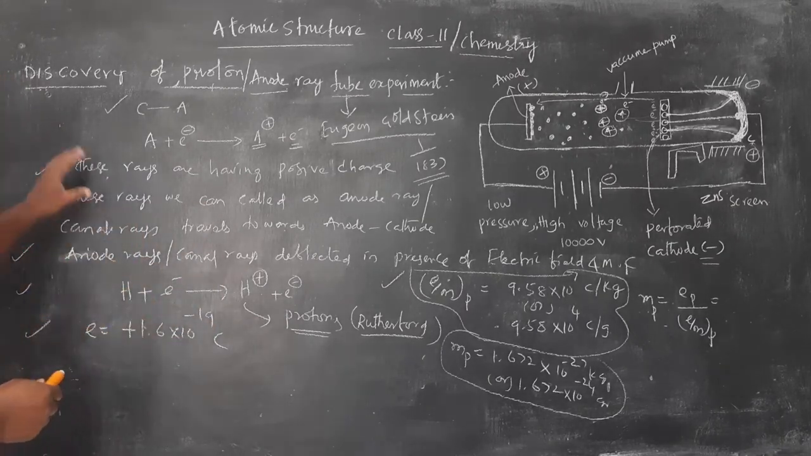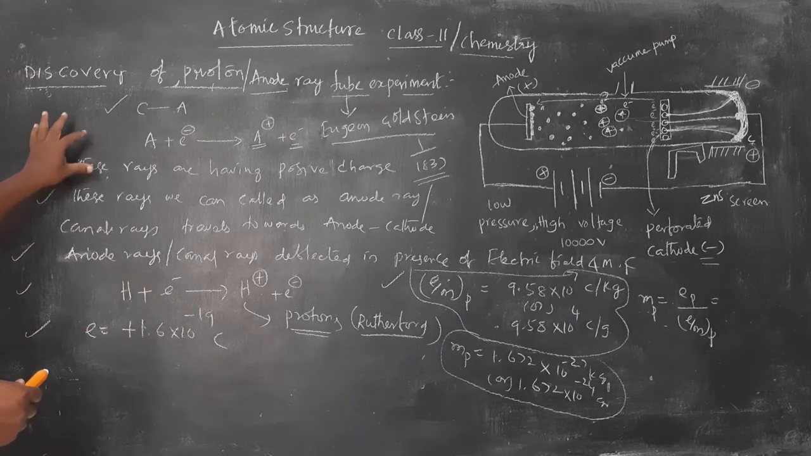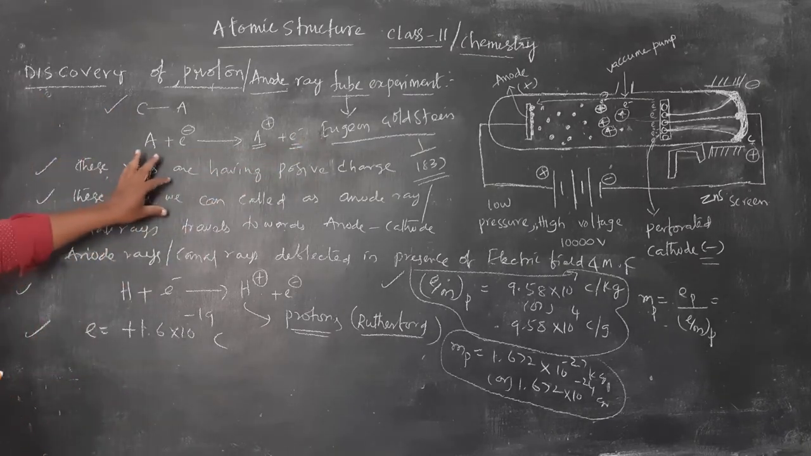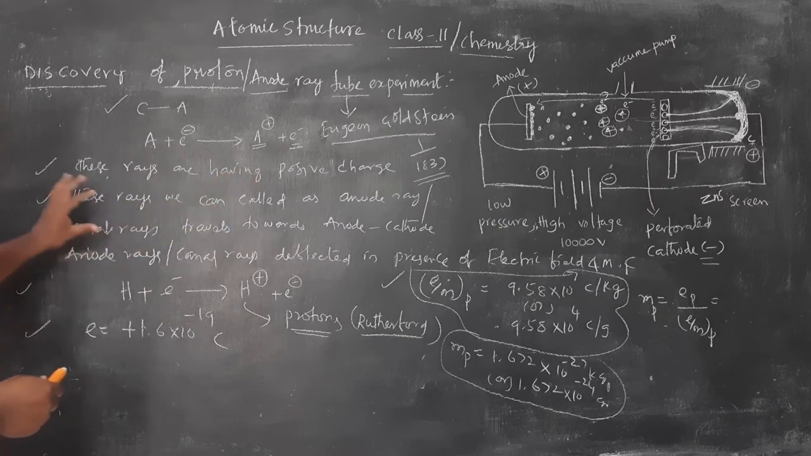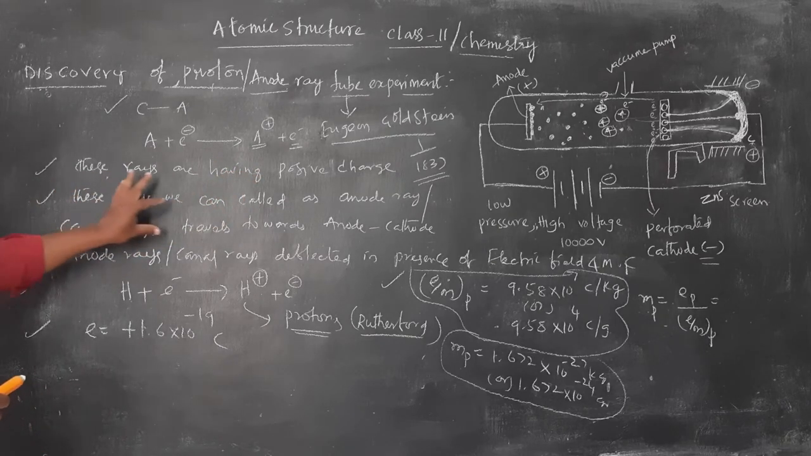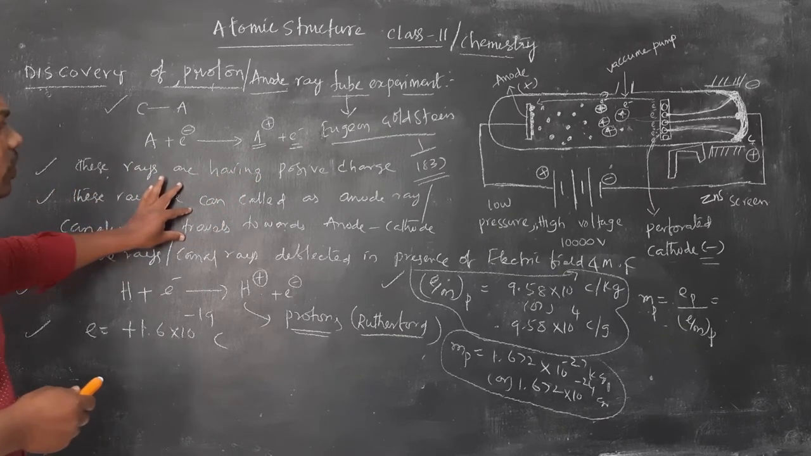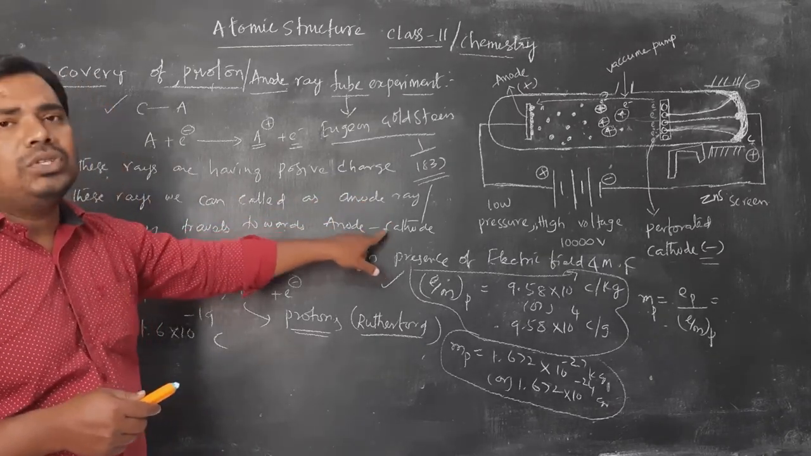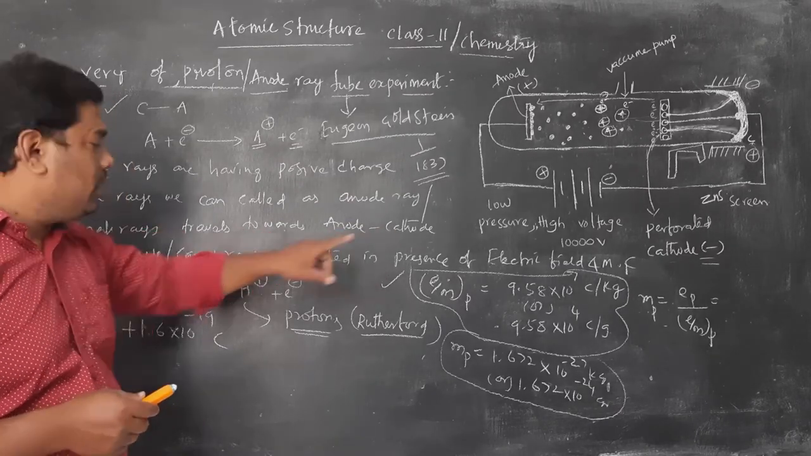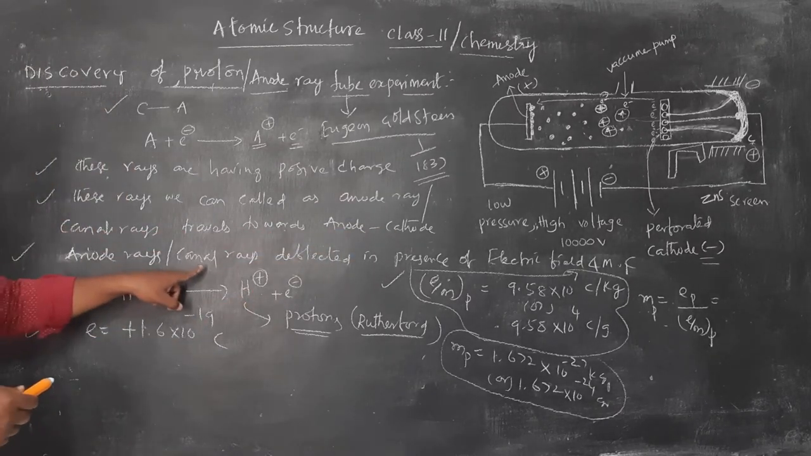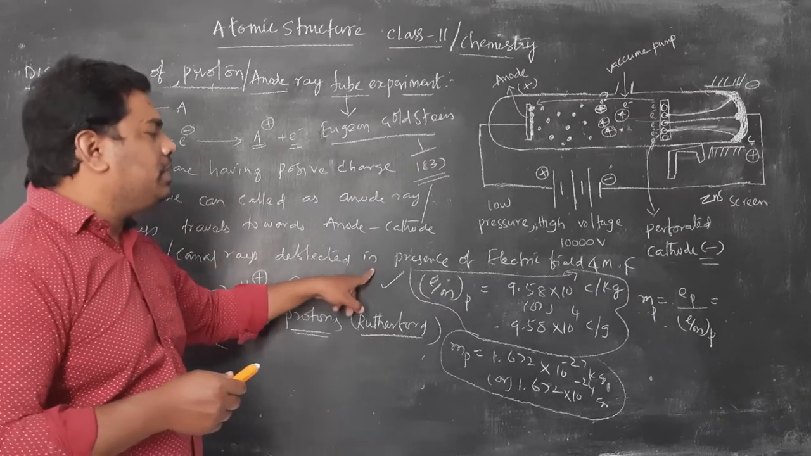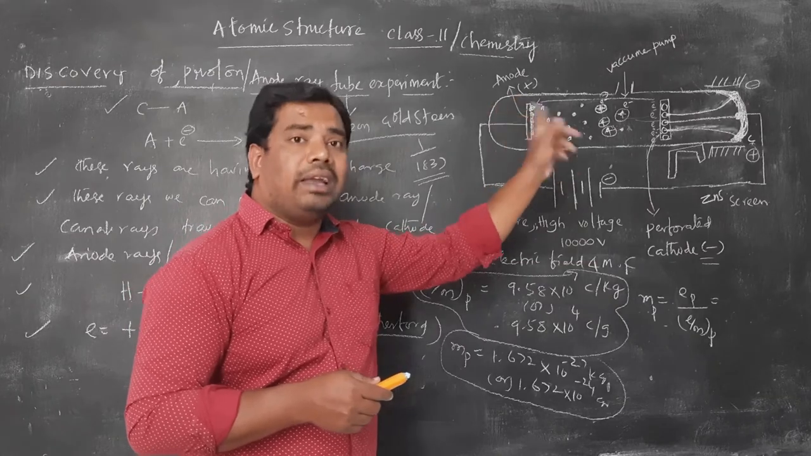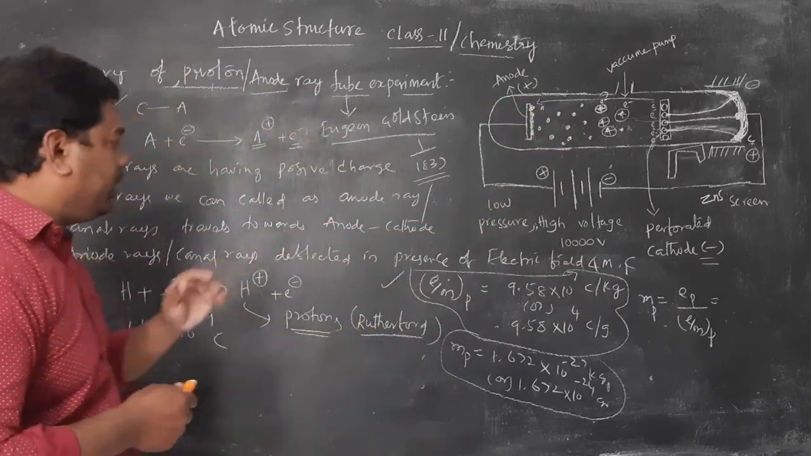Okay, clear student, right? So these rays are having positive charge, and these rays we can call anode rays, or we can call them canal rays. So these canal rays travel from the anode towards the cathode side, which is completely opposite to the direction of electrons, and these anode rays or canal rays are deflected in the presence of electric field and also magnetic field, and also they affect the photographic plate, that is very very important.